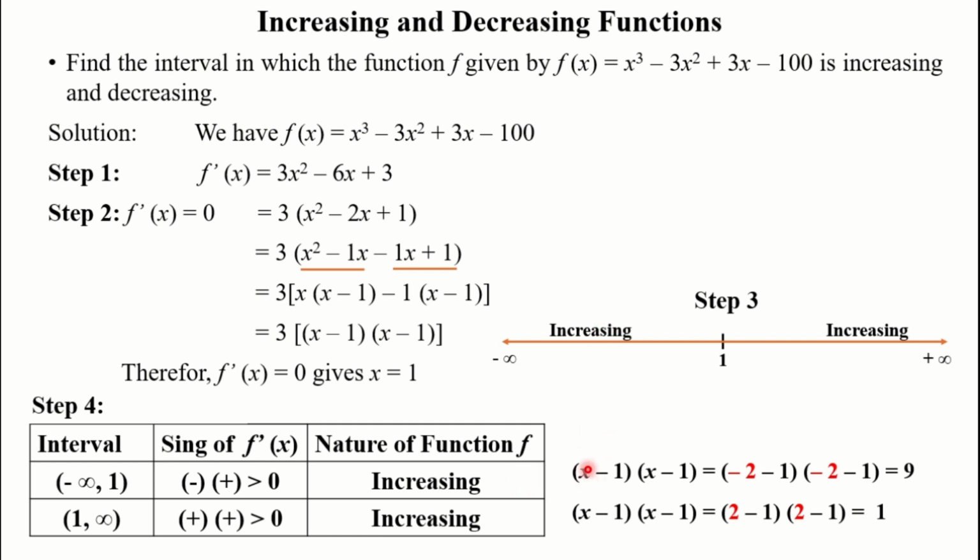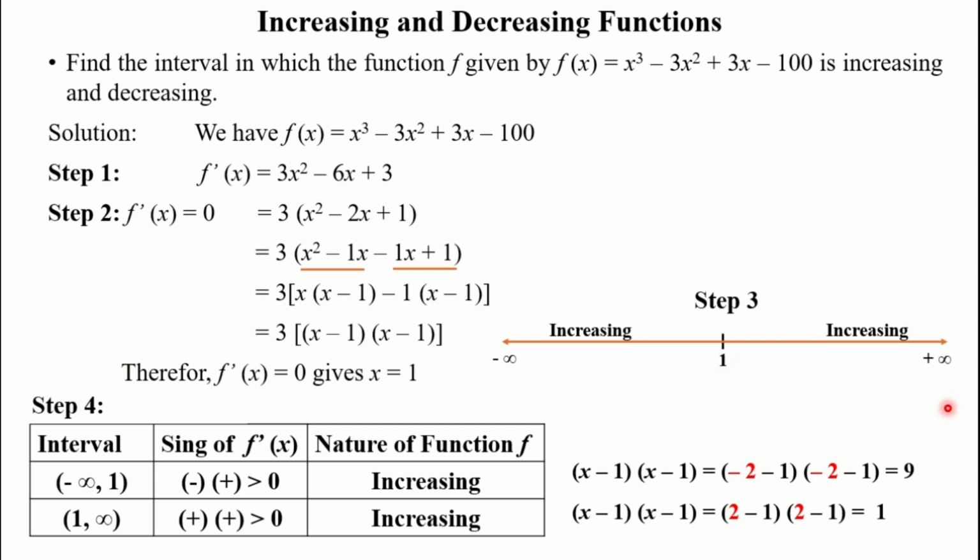Now fourth step, we check in which interval the function is increasing and decreasing. For that purpose we have to put a value of x which is in between 1 and -∞, that is -2. When we put x = -2, we will get 9, which is more than 0. Means the function is increasing in this interval, (-∞, 1).